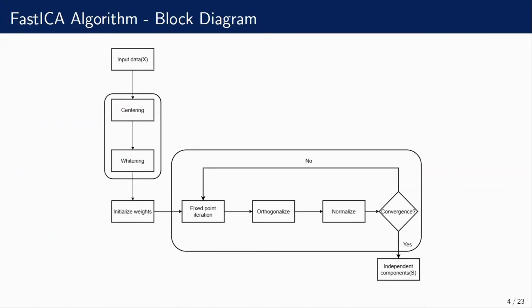Now, let's take a quick look at how FastICA works. This is the actual algorithm that makes ICA super fast and practical. We start with input data. First we center it and then we whiten the data. Then we initialize some weights and this is where the magic begins. We go through three steps. Fixed point iteration, where we update the weights to make the signals more non-Gaussian. And then the orthogonalization, where we make sure each new signal is independent from the others. And the third one is normalization, where we scale the weight vectors to keep things stable. If things haven't settled down yet, we go back and repeat the steps until the weights stop changing. Once they converge, we have got our separated signals.